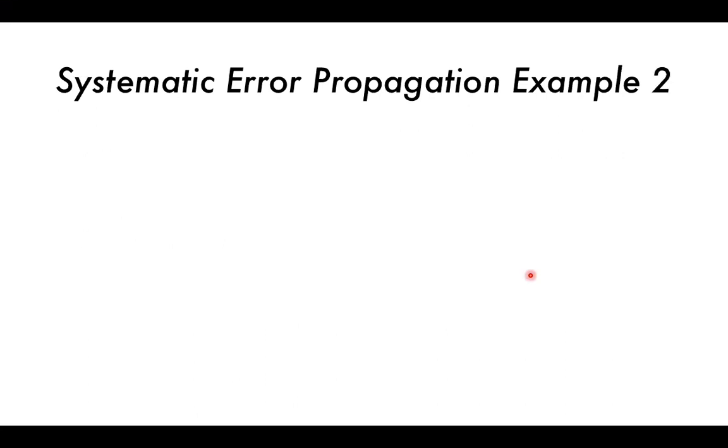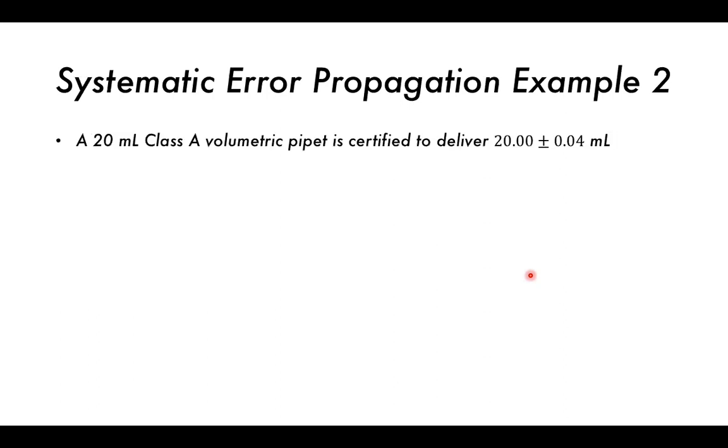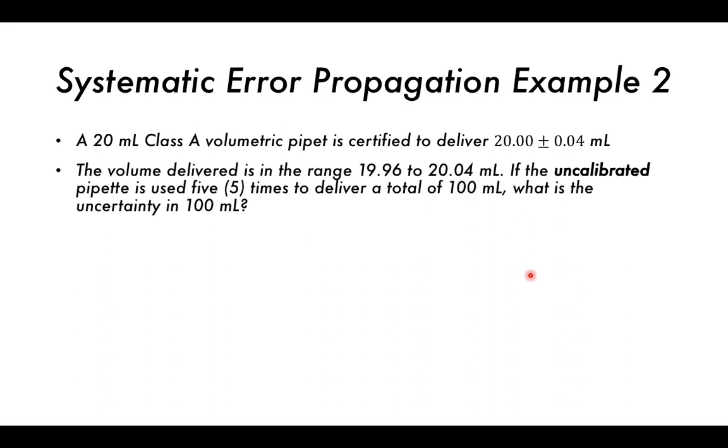So, another example of systematic error propagation. If a 20 milliliter Class A volumetric pipette, which is a very high grade, is certified to deliver 20.00 plus or minus 0.04 milliliters, the volume delivered is in the range of 19.96 to 20.04 milliliters.